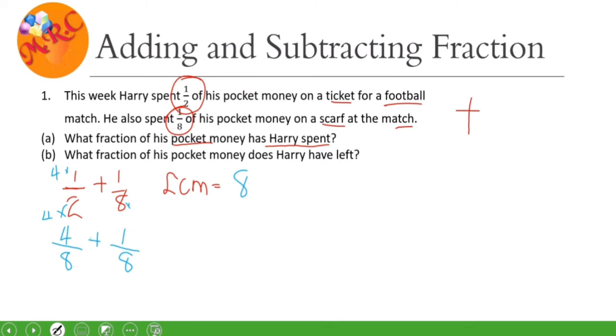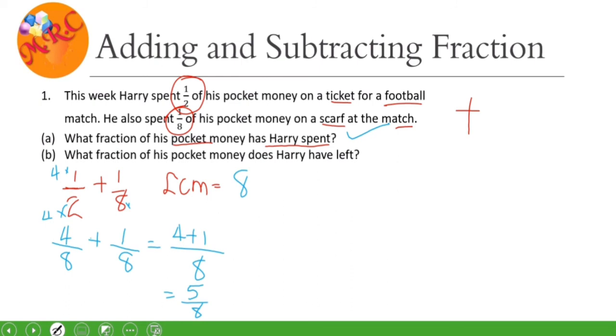Now that my denominators are the same, I can just add the numerators, 4 plus 1, and that gives me 5 divided by 8. Well done. We have found the first answer. So our first answer is 5/8.